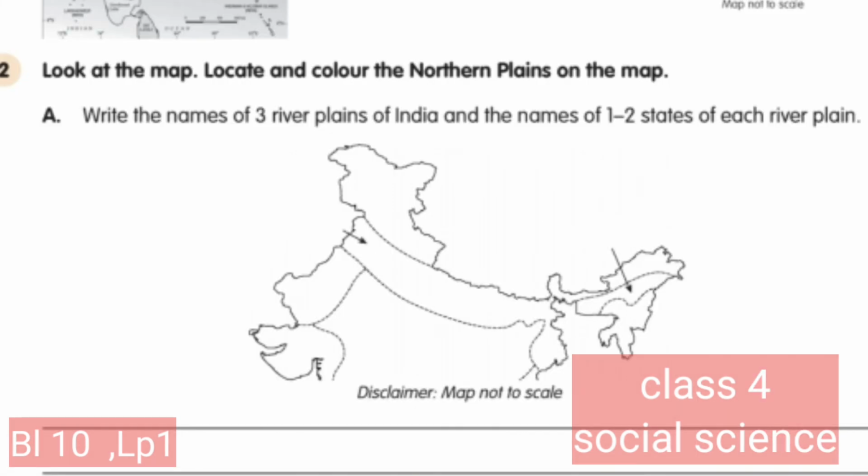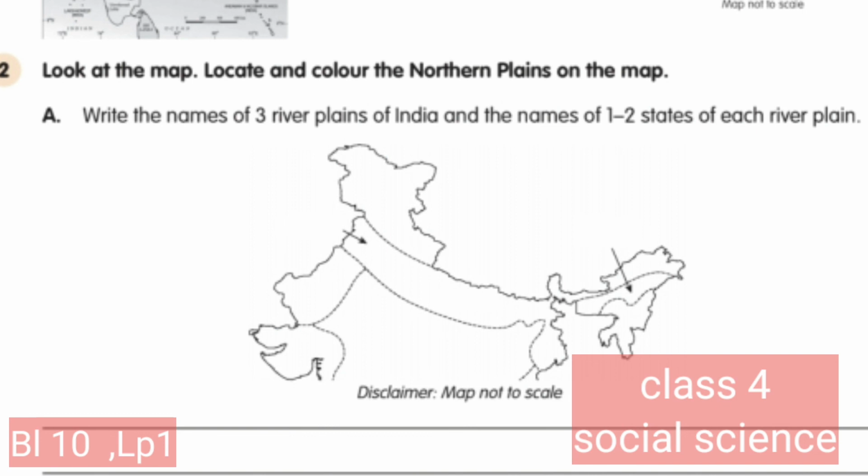Second question, look at the map and locate and color the northern plain on the map. Write the name of three river plains of India and the name of one or two states in each river plain. Which are the river plains? Yes, Satluj river plain. Which are the states that come under the river plain? Yes, Punjab and Haryana. Then Ganga river plain, Uttar Pradesh, West Bengal. Then Brahmaputra river plain, Assam and Tripura.